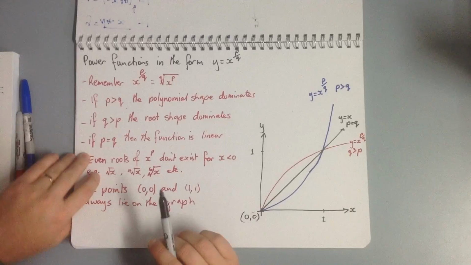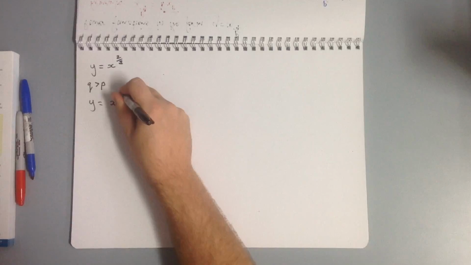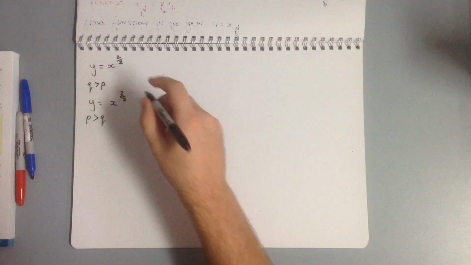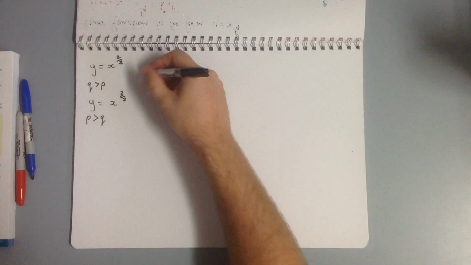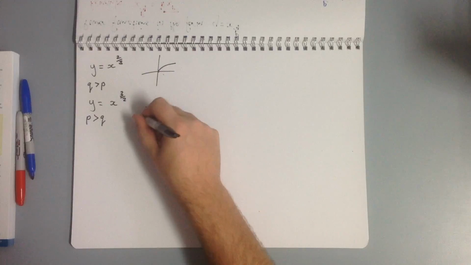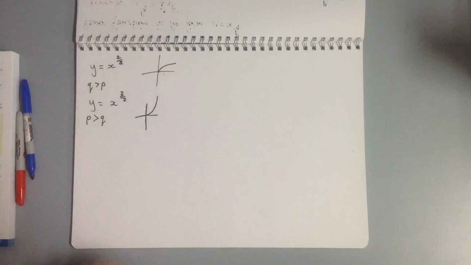If we have a look at the next one though, it is y equals x to the power of 3 on 2, and this time p is bigger than q. So the polynomial shape is going to dominate. For this one, we'd end up with something that's along the lines of this. For the previous one, we'd have something that goes along the lines of that.